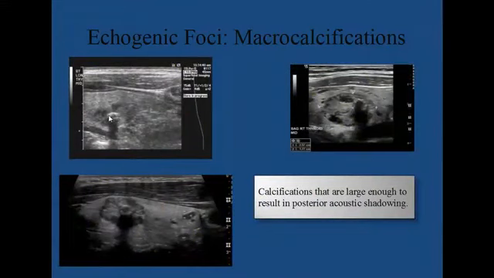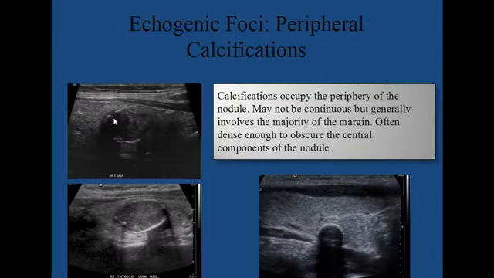Macrocalcification, when it is large enough to produce acoustic shadowing, we will give it 1 point. For the peripheral calcification, whether it is complete or partial around the nodule, we will give it 2 points.